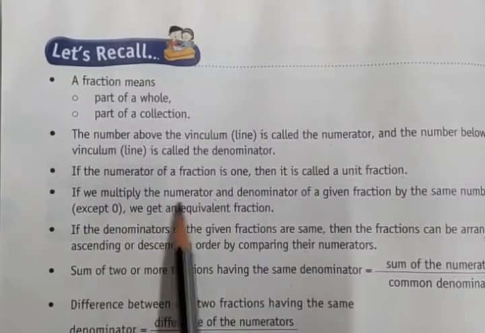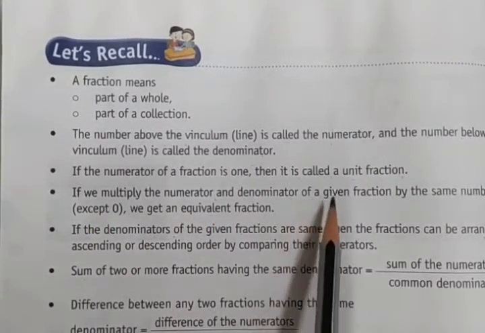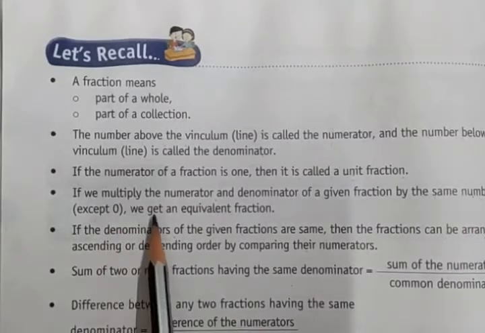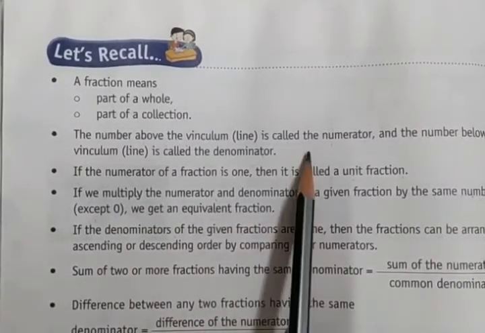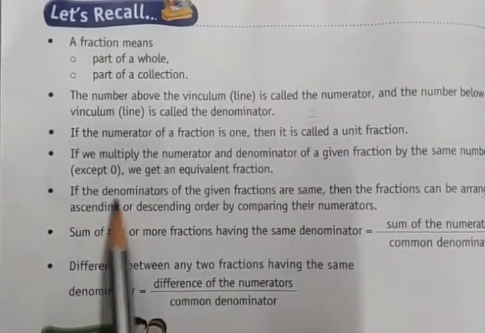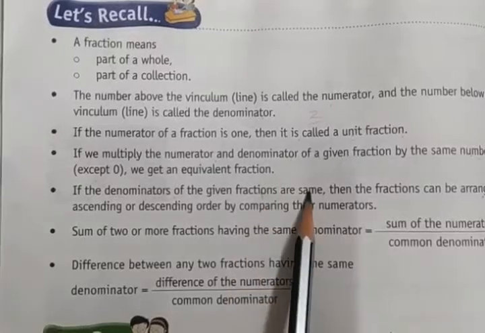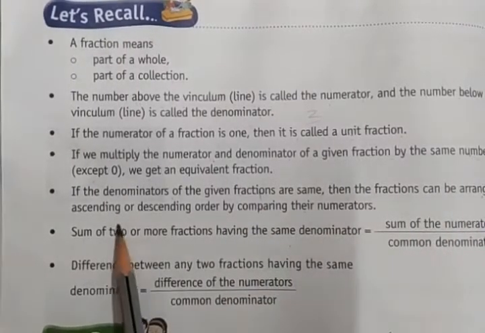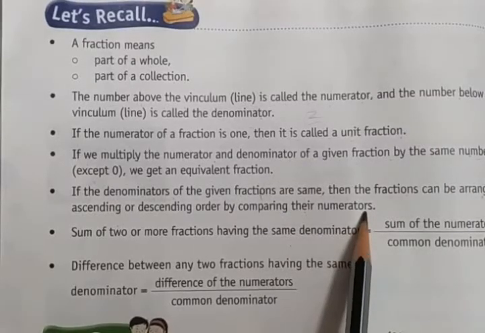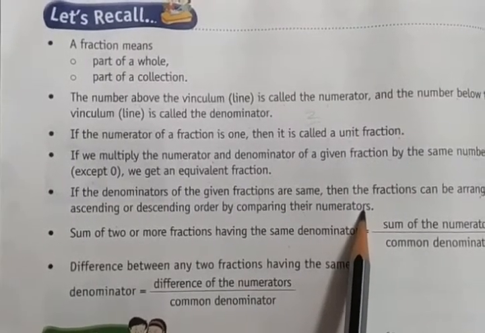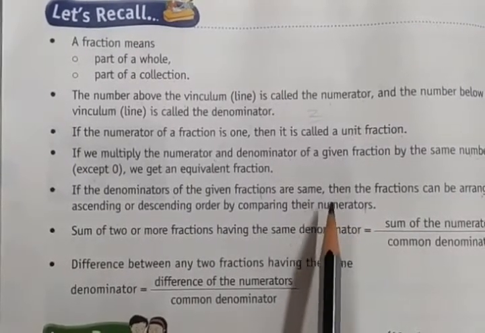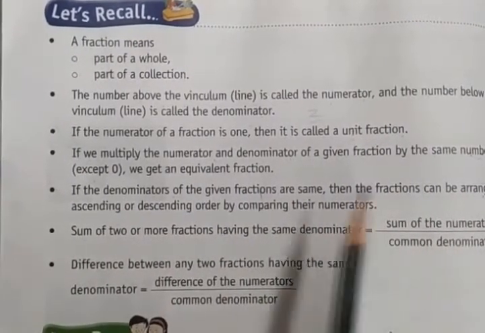If we multiply the numerator and denominator of the given fraction by the same number except 0, we get the equivalent fraction. Same number means we must multiply the numerator and denominator by the same number. If the denominators of the given fractions are same, then the fractions can be arranged in ascending or descending order by comparing their numerators. Okay.